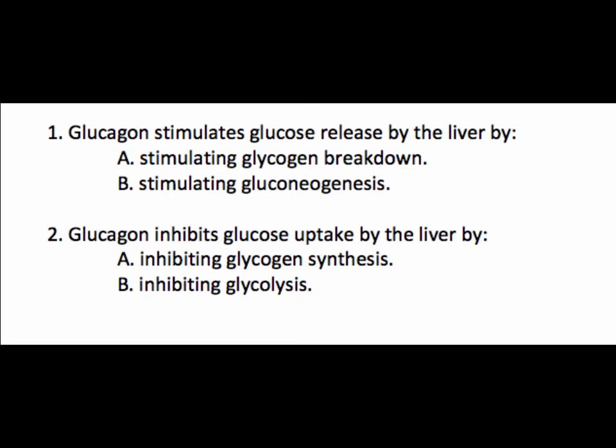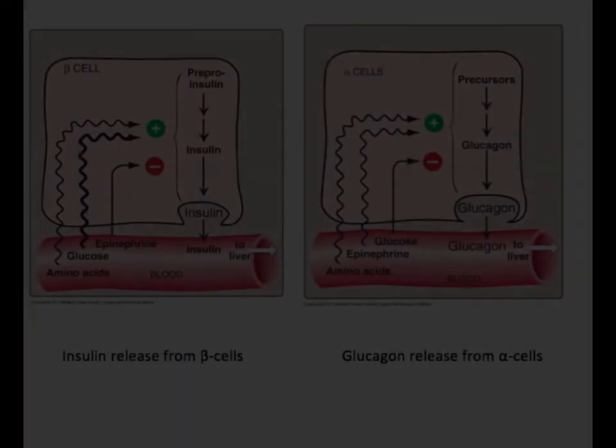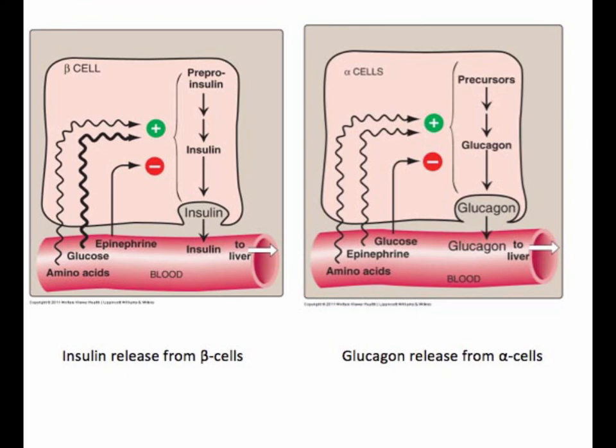This will be described later by Dr. Tepke. The figures on page 8 compare the factors that cause release of insulin and glucagon. Insulin release from the B cells is stimulated by amino acids and glucose and inhibited by epinephrine. Glucagon release from A cells is stimulated by amino acids and epinephrine and inhibited by glucose. Notice that amino acids stimulate insulin release, and they also stimulate glucagon release.